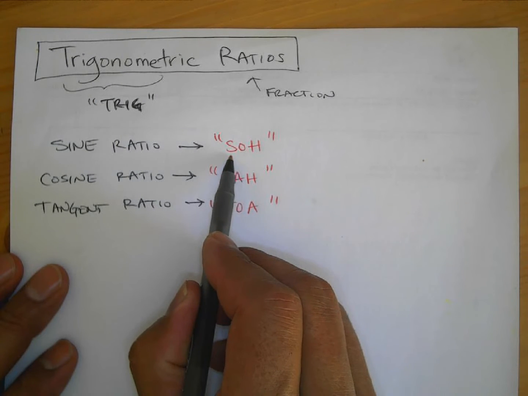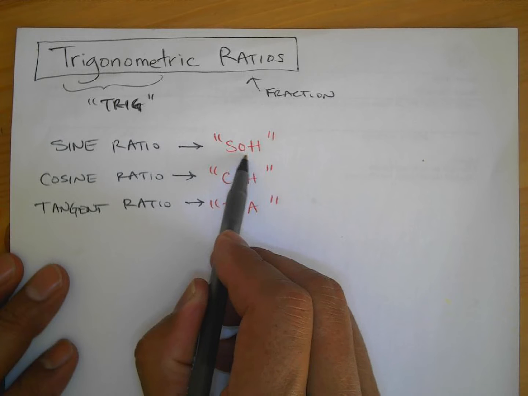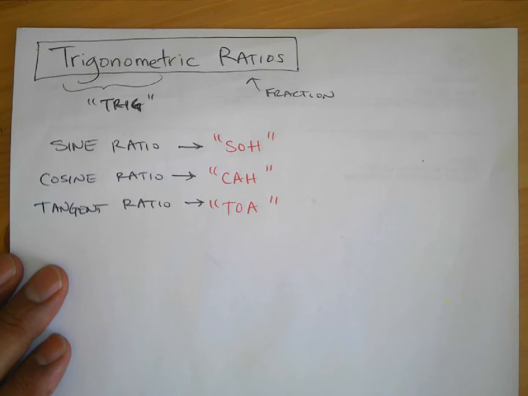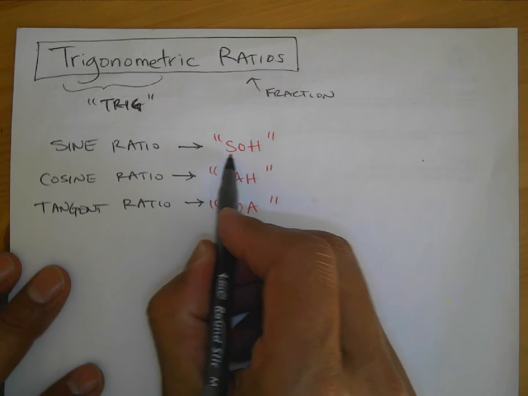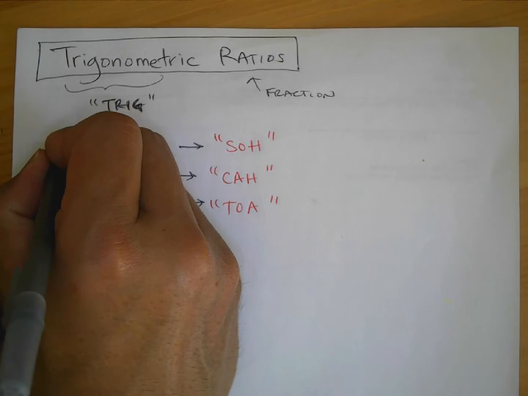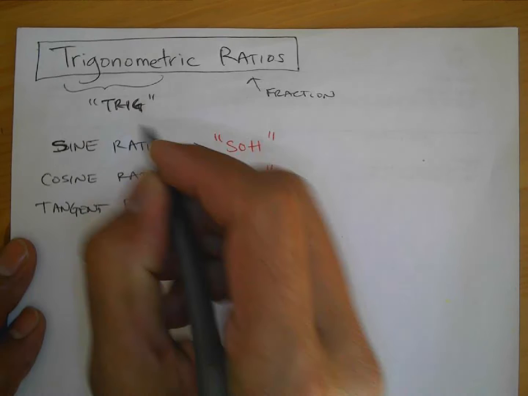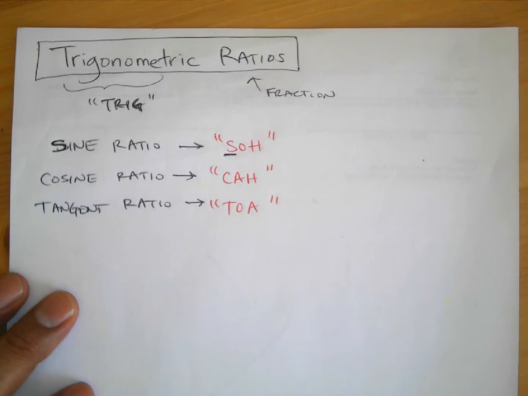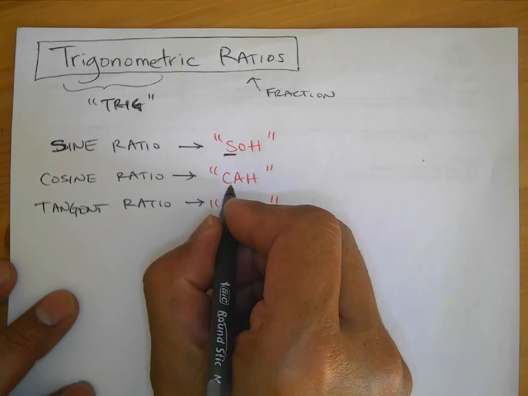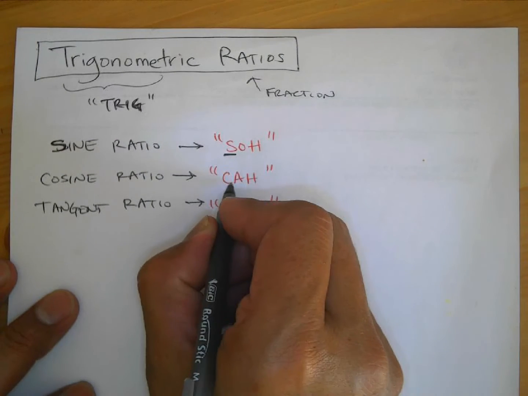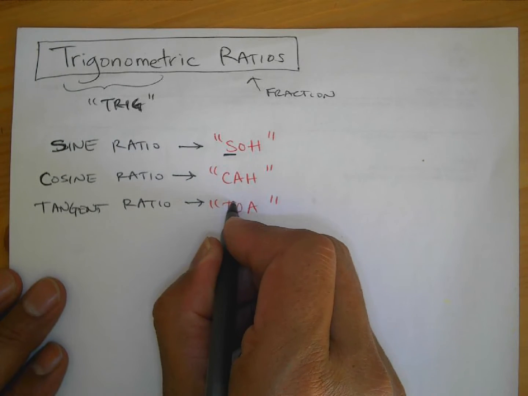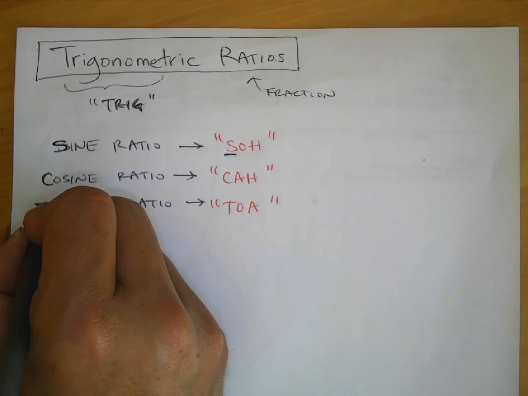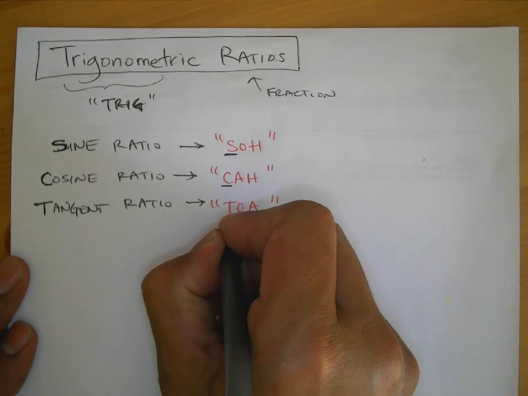So these three letters here, they help you know how to set up these ratios. Why is this going to help you? For sine, well, because sine starts with the letter S. That's what this first S is. And cosine, or I'm sorry, CAH starts with the letter C, and that's why you know it's for cosine. And TOA starts with a T, and that's how you know it's for tangent. So that's what this first letter is for.